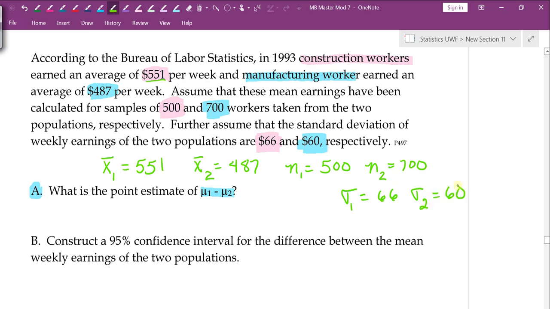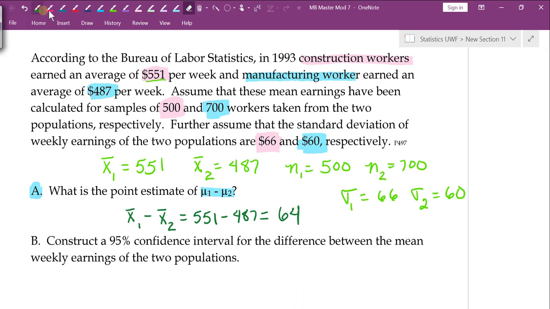So the first question is what is the point estimate? The point estimate is simply calculated as x bar 1 minus x bar 2. So that's going to be 551 minus 487, which is 64. My pen seems to be writing a little bit off tonight, which is discouraging.